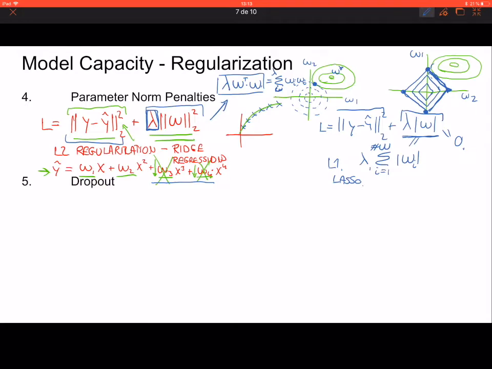Okay. And then the last regularization technique is called dropout. And the strategy is the following. You basically select at random what neurons to ignore, to drop out, when training.